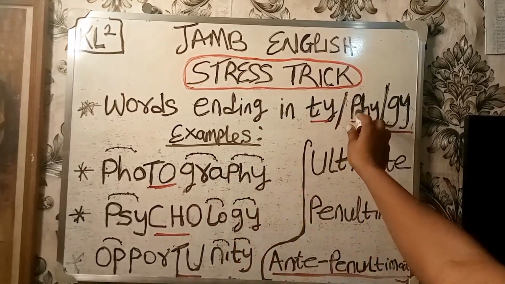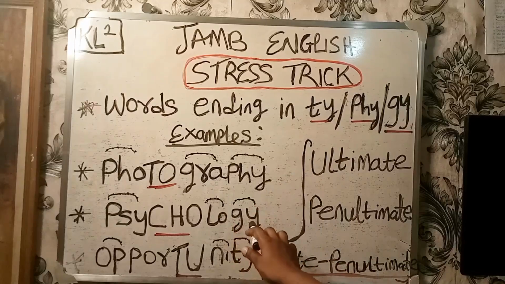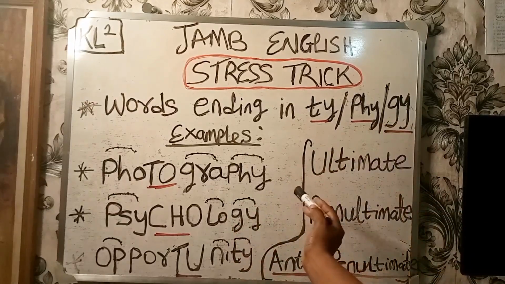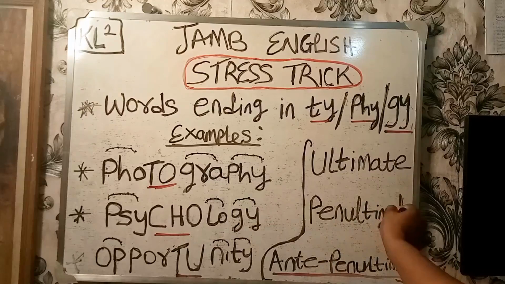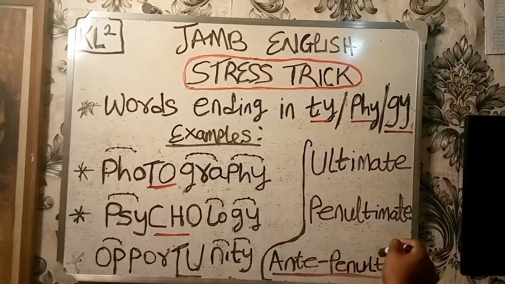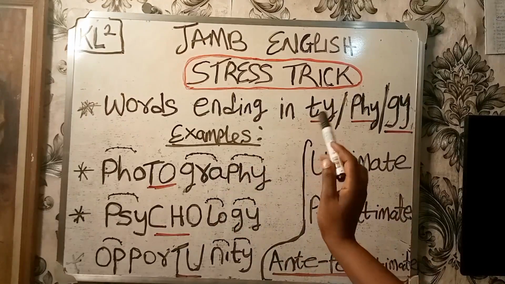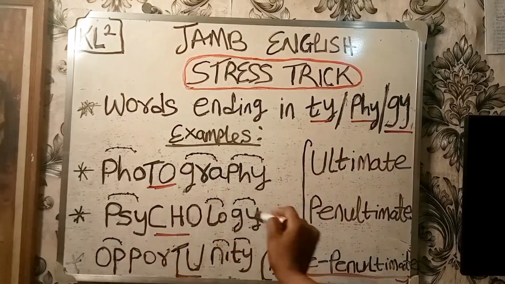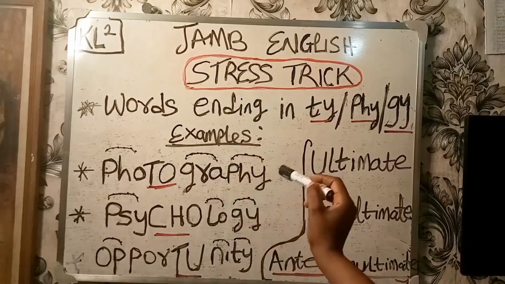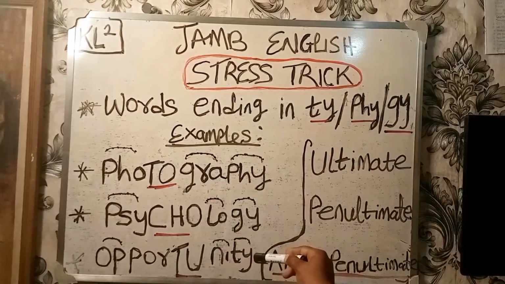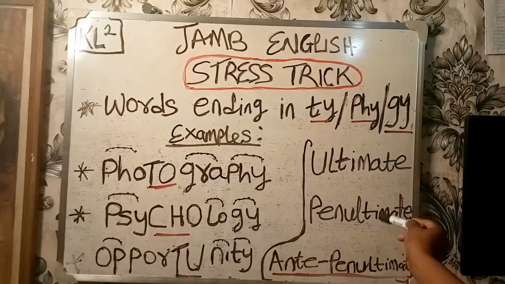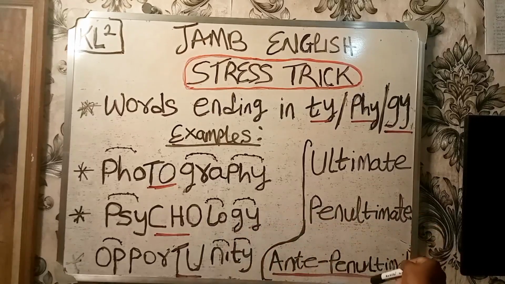Now for the second one, we have GY as the ultimate, LO as the penultimate, and CHO, the capitalized one, as the antepenultimate. Now for opportunity, the last one, we have TY as the ultimate, NI as the penultimate, and TU as the antepenultimate. This is a simple rule, just count from the end. You get the first syllable, the second syllable, then the third syllable, that's the antepenultimate, is stressed. That's all about this rule.